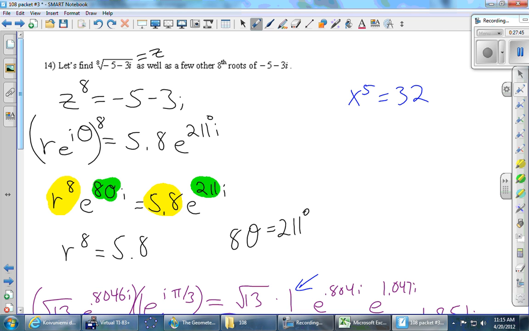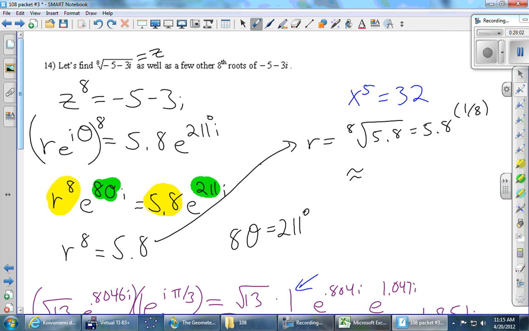How do we solve the first equation? Take the 8th root of both sides. Or if you don't know how to type that on the calculator, you could do to the 1/8 power. What do we get there? All right, so we'll say 1.25 roughly.